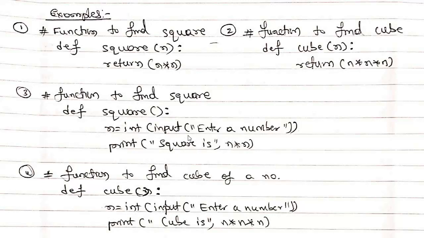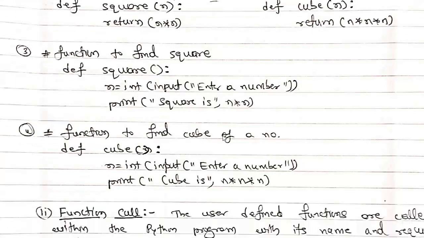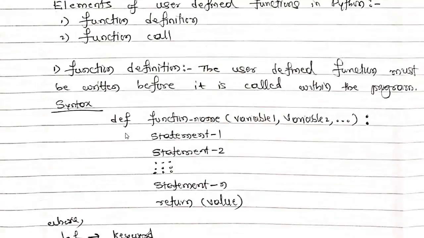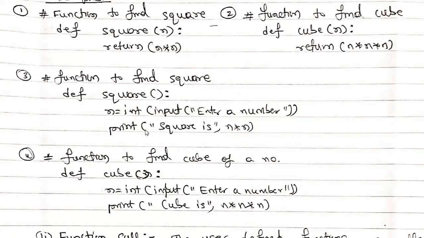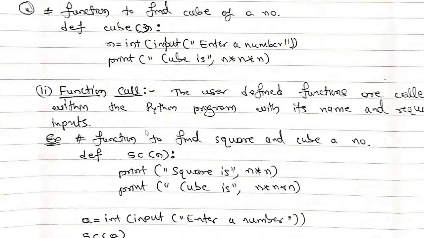To write a function, n number of ways will be there. According to the customer's need, you have to write the function. Function to find cube of a number, DEF cube, no passing. We are not passing the values. It reads a number and shows the result. These are all examples for function definition. What is function definition? What is syntax? Then give examples. Next one is function call.